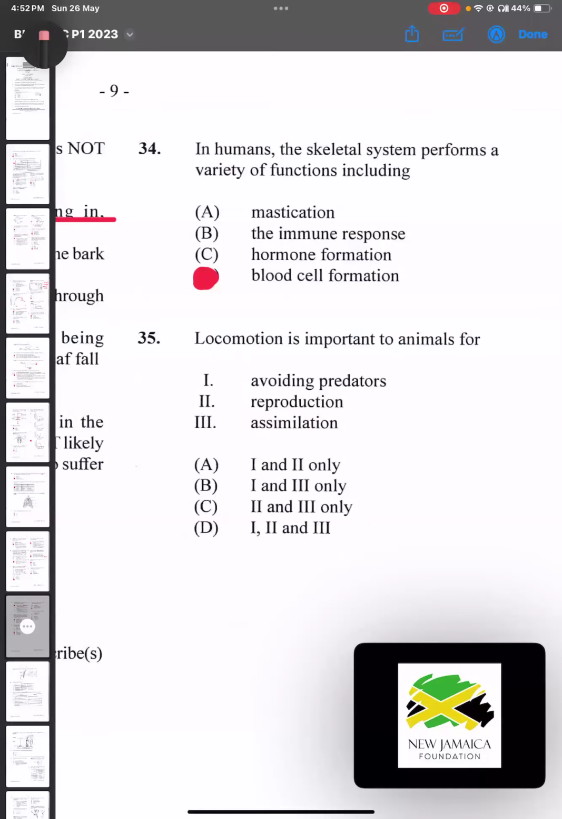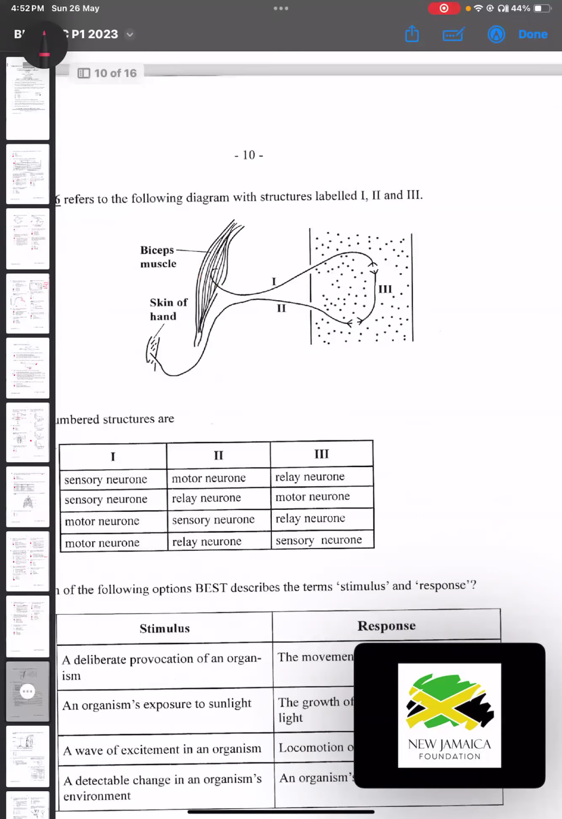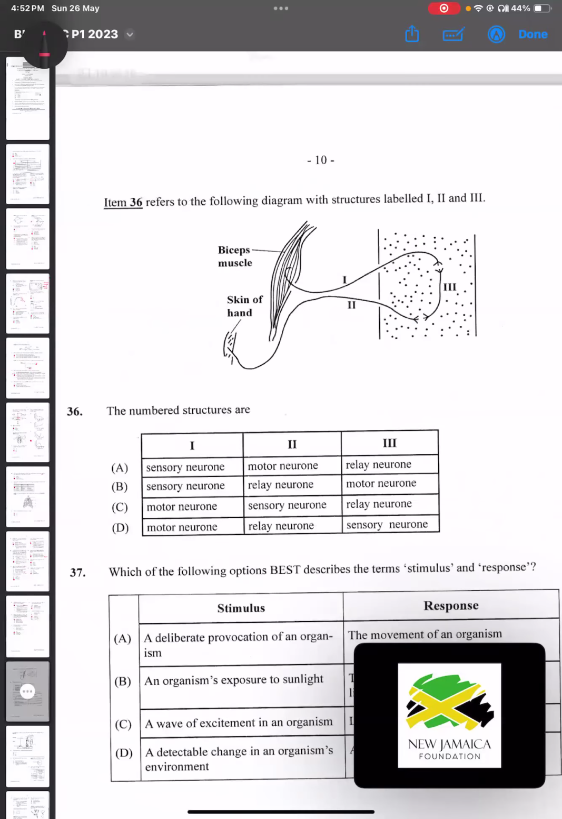And it says number 35, locomotion is important to animals for avoiding predators and reproduction. So 3 has nothing to do with locomotion. So it is A, 1 and 2. And number 36. What is our answer for number 36?